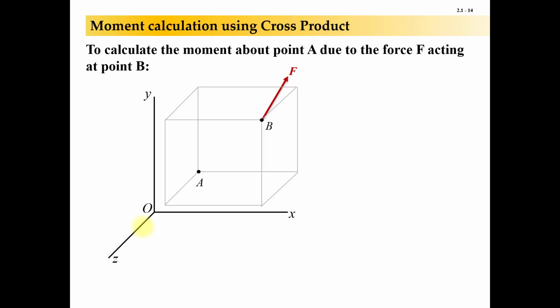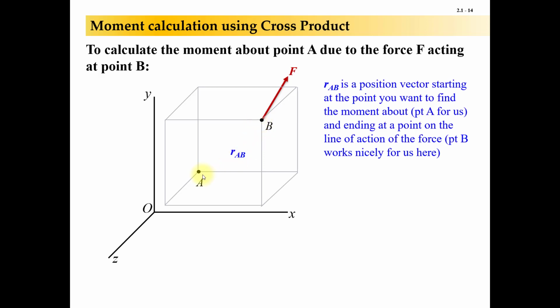Moment calculations using the cross product. So we just learned about how to do the cross product. Now let's figure out how to use it in the sense of moment. So if we want to calculate the moment about point A right here, due to the force acting up here at this point B, I need to determine this position vector right here. And this position vector, RAB, is going to start at the point I'm summing moments about. So it says moment about A. So the first letter in your position vector is going to be A.